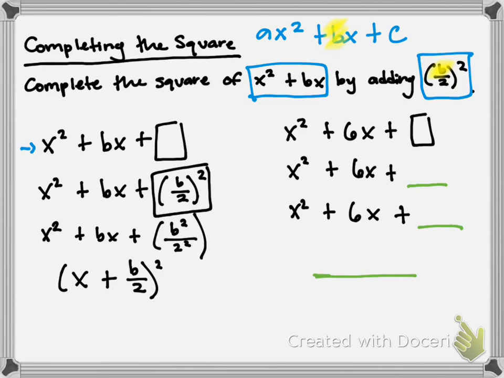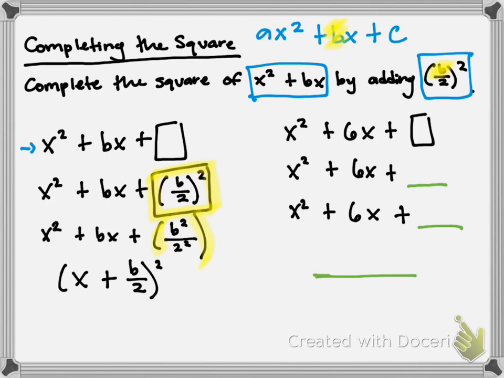So how are we going to do that? We're going to use b over 2, and we're going to square it, okay? Another way to write that is down here, b squared over 2 squared. And then we could factor that whole thing and get us back to x plus whatever number we get squared. So let's look at the example on the right.